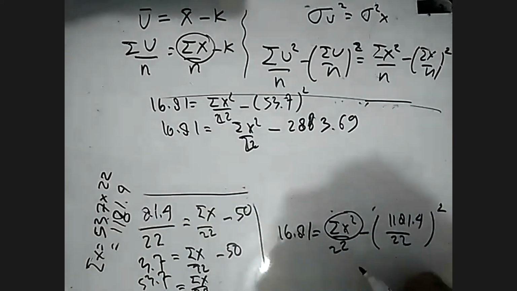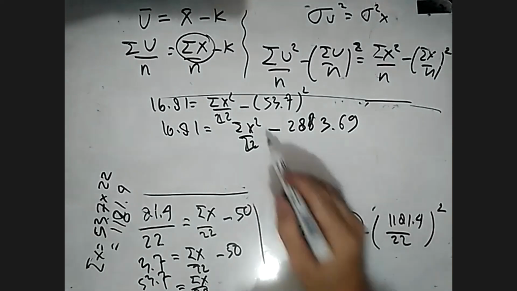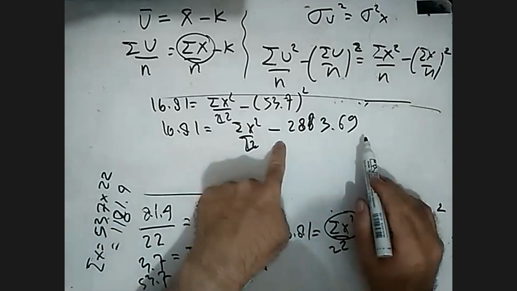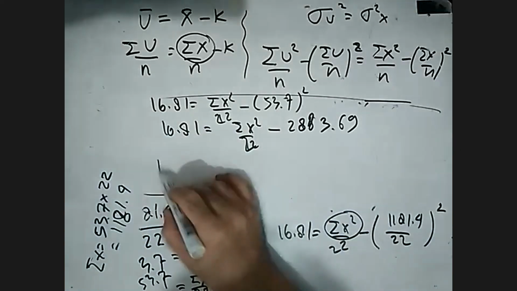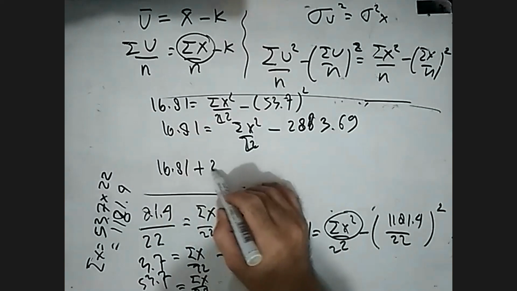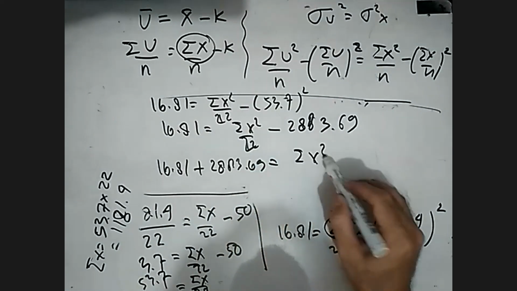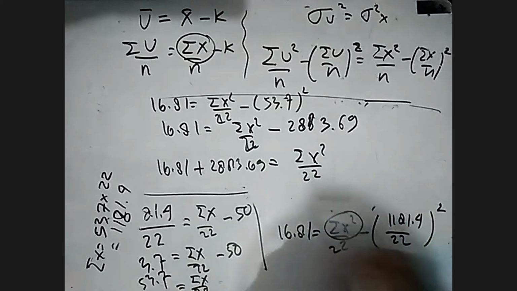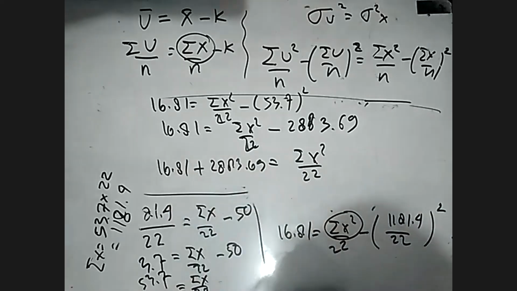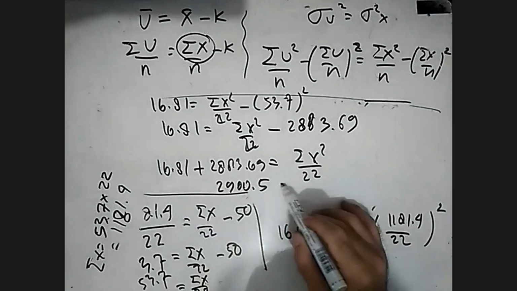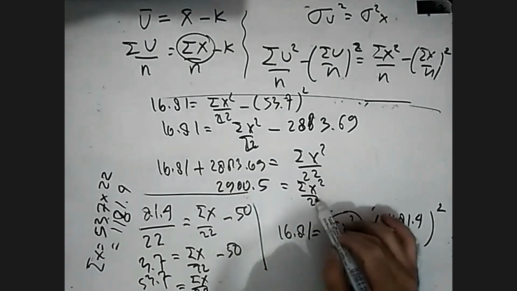Now, to find this, let's put this value to the other side. This is negative, so put it there and it becomes positive. 16.81 plus 2883.69. We have them here, just sum of the x squared over 22. Can you tell me what this is? 2900.5. That is sum x squared over 22.